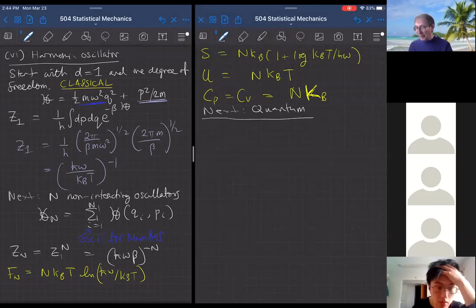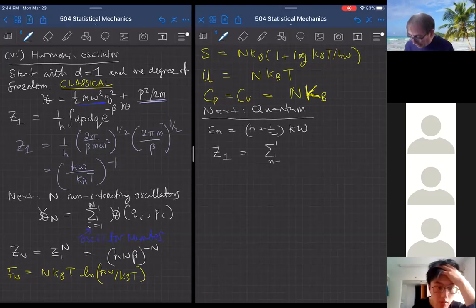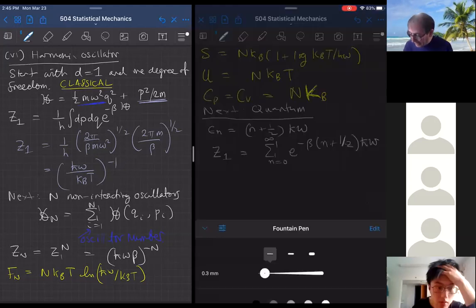So for the quantum case, we know that the energy levels are just given by n plus 1/2 times h bar omega, where omega is the frequency of the oscillator. So when I want to compute the partition function for one harmonic oscillator, all I have to do is sum over the quantum numbers, n going from 0 to infinity, of e to the minus beta times the energy, and the energy is just n plus 1/2 times h bar omega.